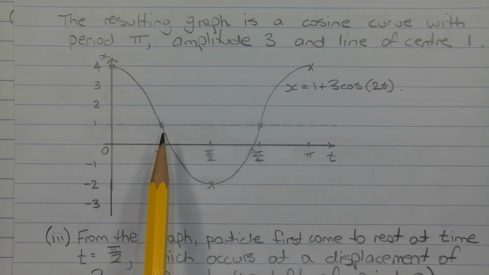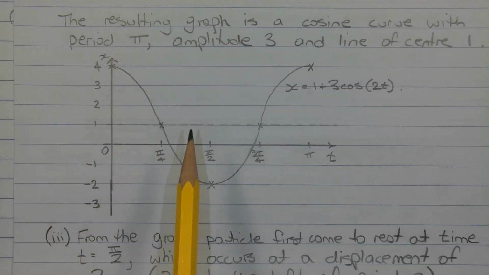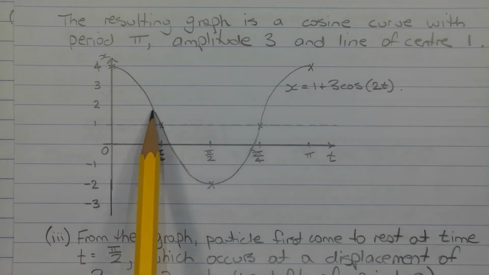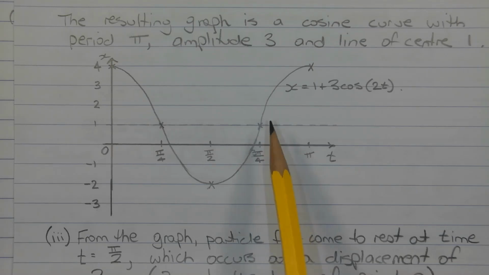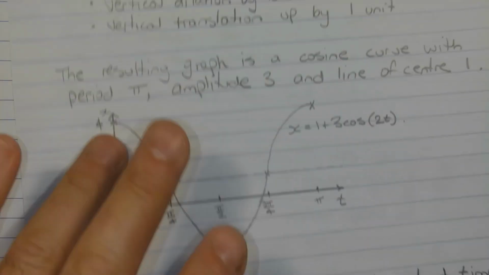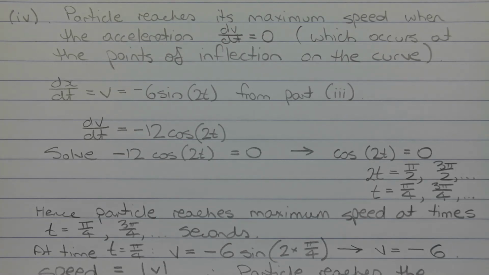So the maximum speed, regardless of whether it's maximum velocity or minimum velocity, the speed is the absolute value of the velocity anyway. The speed is at a maximum here and here. So at time t equals pi over 4 and at time t equals 3 pi over 4. But let's show that using calculus.